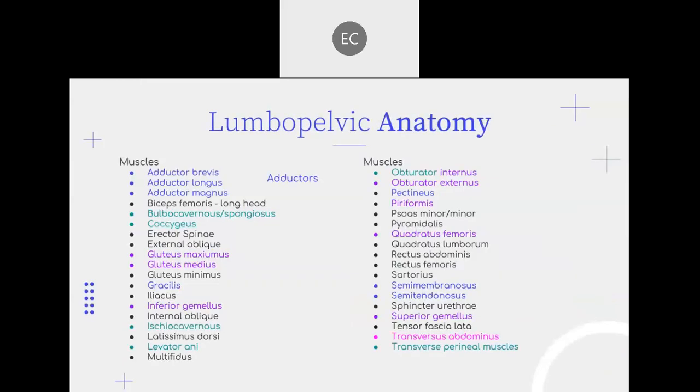So here's another big list just to show you the muscles that are in this area. In dark purple, I put the adductors. In light purple, I put the hip external rotators. And then in light green, I put the pelvic floor muscles. And we're going to go into those more in depth right now.